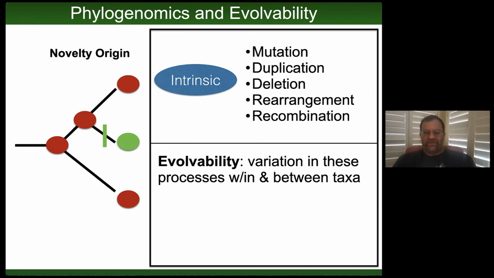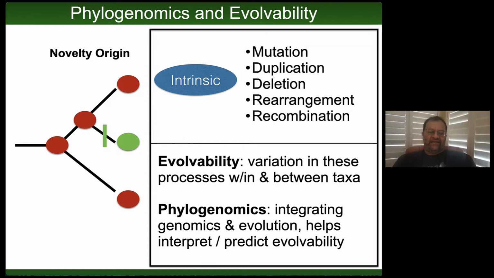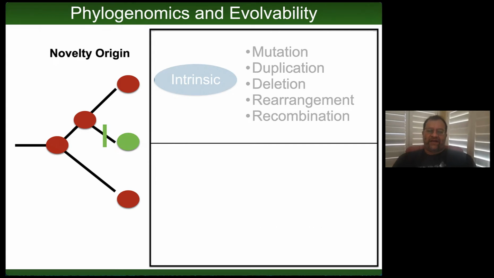And what I was mostly interested in, and this is why I call it evolvability, was why is there variation in these particular processes, both within and between taxa? And the phylogenomics component came in with trying to make use of genomic data and evolutionary studies, that's the phylogenomics term, to interpret and predict the evolvability of organisms. And over time, I continued to work on this, but I began to grow interested in some alternatives.